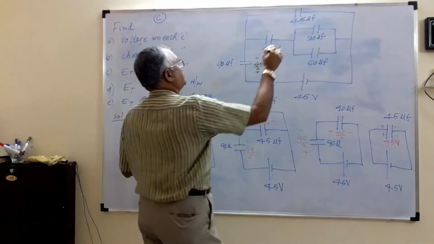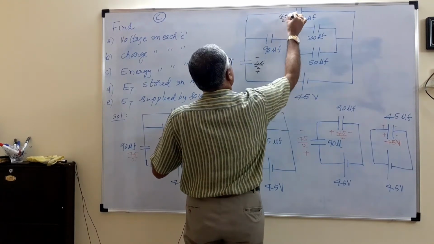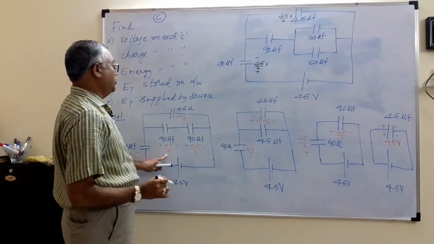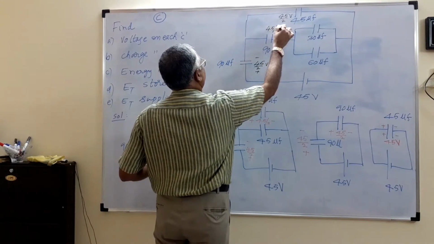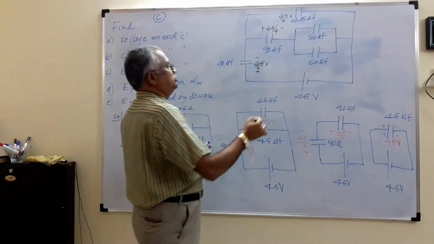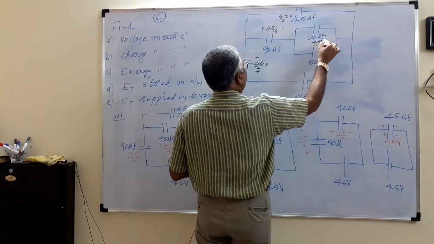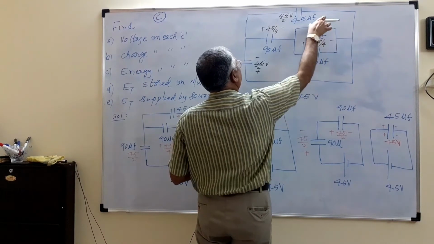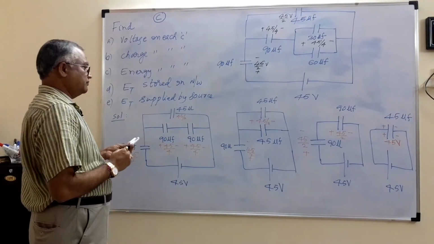Finally, if you come here, this voltage is 45 by 2. This capacitor is the same, 45 by 2 volts. Here 45 by 4, 45 by 4. Now these two are parallel. Parallel means what is same? Voltage same. So 45 by 4 in this also, 45 by 4 in this also, equal voltages.